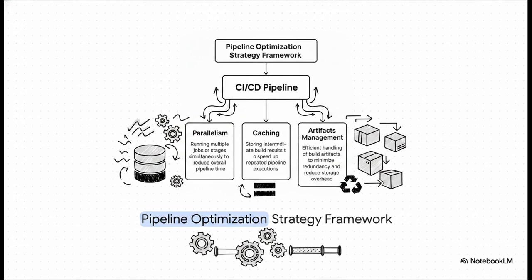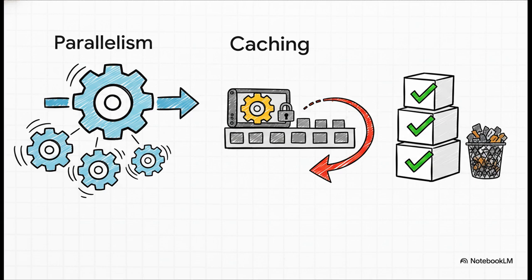Because, what if that pipeline takes an entire hour to run? Exploring a really interesting study published in the International Journal on Science and Technology, or IJSAT, researchers established this optimization framework built on three core pillars: parallelism, caching, and artifacts management. And look, these aren't just fancy buzzwords. These are fundamental, structural changes to exactly how your pipeline computes, stores, and transfers data. Let's actually break down exactly what these tactics look like in practice.